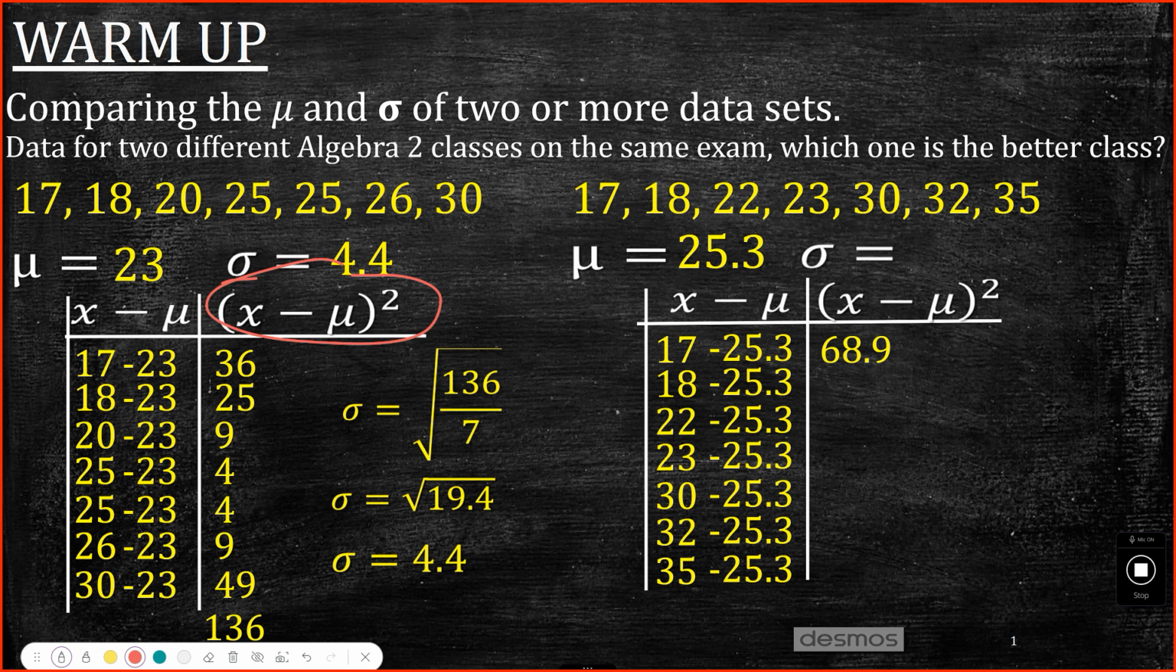Trinity, what's the next number? 53.3. What? 53.3. Squaring it? Subtract it and square it? Not square root it, square it.